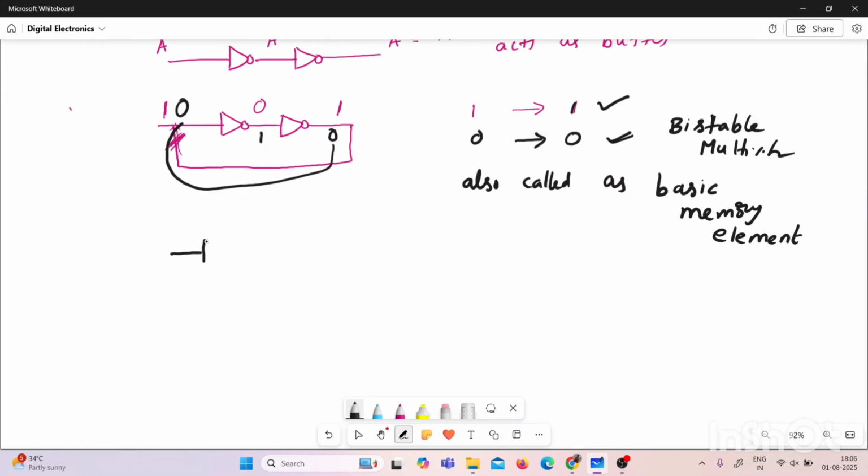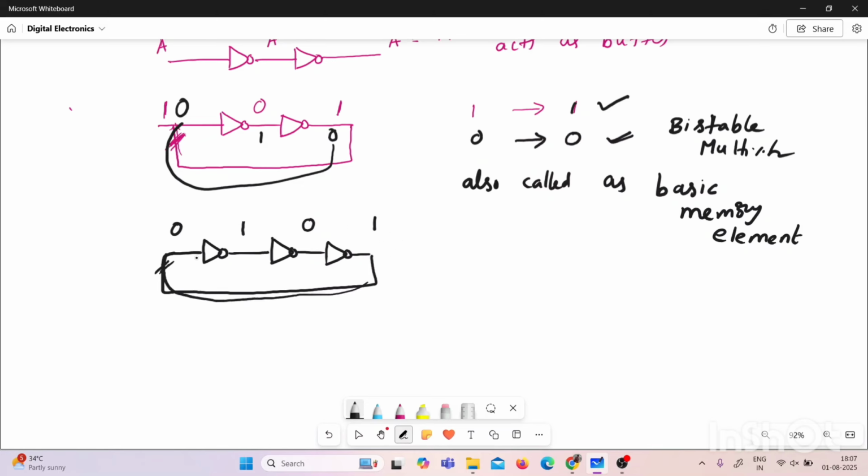NOT gates are connected in an odd number. Let us consider one situation. In this, an odd number of NOT gates are connected in feedback like this. Then how does this circuit act? Again, for understanding the operation of the circuit, first remove this connection. Now I will apply 0 here. When I apply 0, the output of the first NOT gate is 1, and again here it's 0, and again here it is 1. Now that will be connected to the input of the first gate.